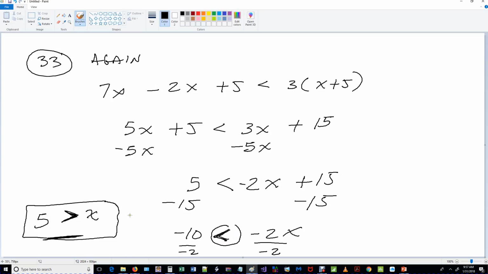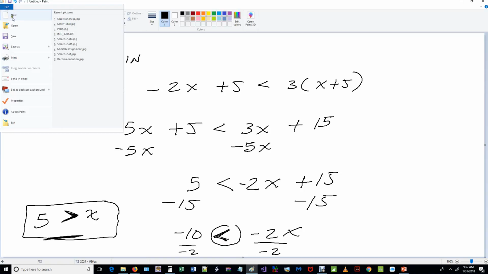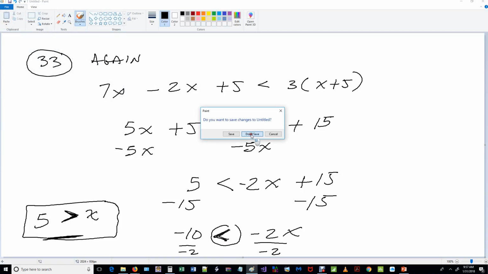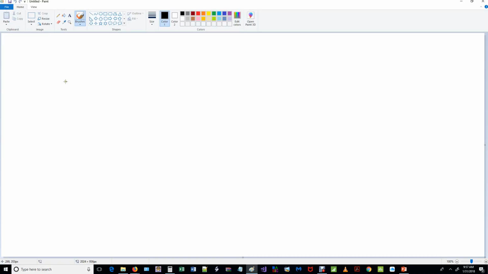And alright, so I'm going to do 34, and I think that's the last one. This will be problem 34. Absolute value of 2x minus 4 equals 10. That's actually not the last one. Alright.